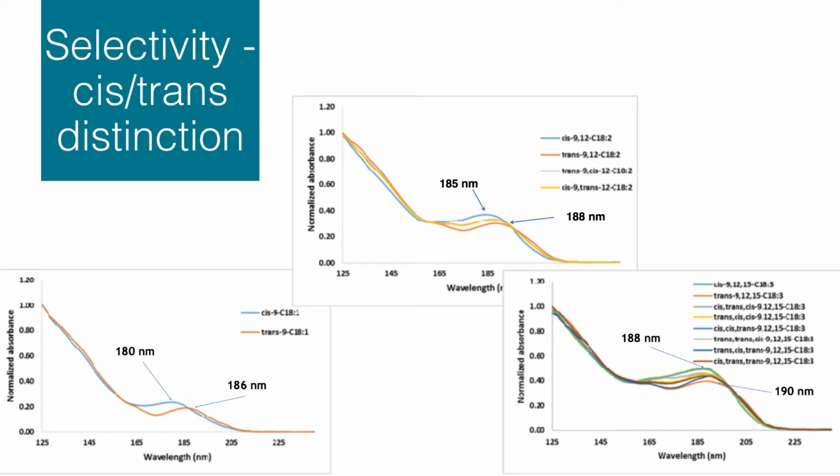When it comes to trans fat determination, the name of the game is selectivity, and what VUV Analytics brings to the table is the distinction between cis and trans isomers in the VUV spectra. If we look at the simple monounsaturated cis isomer, it has a lambda max at around 180 nanometers, while the monounsaturated trans isomer has a lambda max around 186. If we look at the C18:2, the diunsaturates, the cis-cis isomer has a lambda max at around 185 nanometers, while the trans-trans isomer has a lambda max at around 188 nanometers.